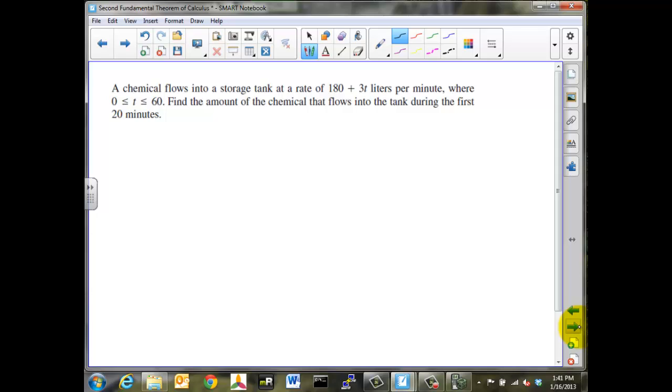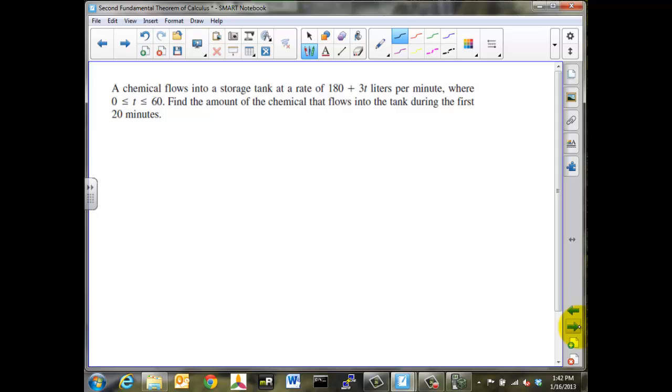I do want to look at a few problems that I think are actually going to help you with some of the questions that you've got from me right now. So we're going to keep looking at these next few problems here. A chemical flows into a storage tank at a rate of 80 plus 3t liters per minute, where t is between 0 and 60. Find the amount of chemical that flows into the tank during the first 20 minutes. Okay, can you picture what we've got here? We've got a tank. It's got nothing in it. Somebody cuts on the spigot up above it, and chemical starts pouring in at this rate right here. Find the amount of the chemical that's in there after 20 minutes.